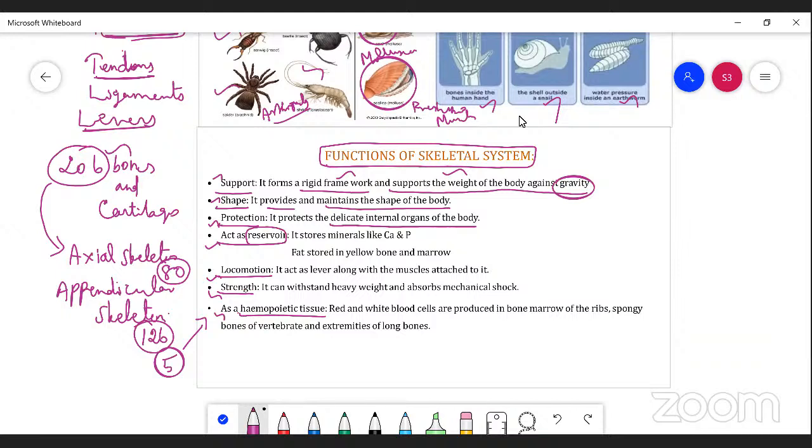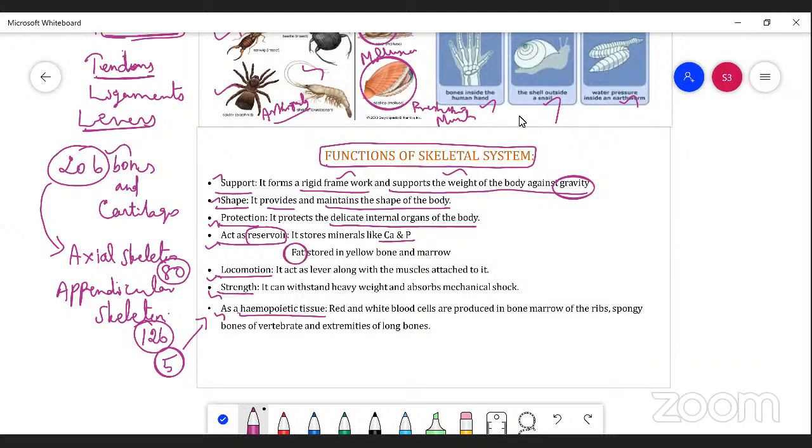Next, it acts as a reservoir. How does it act as a reservoir? Reservoir means it stores a large amount of things. The bones store minerals like calcium, phosphorus, sodium, potassium. All these things are stored in the bones. So the bones give a rigid condition and support to the body, and they are one of the hard parts of our body.